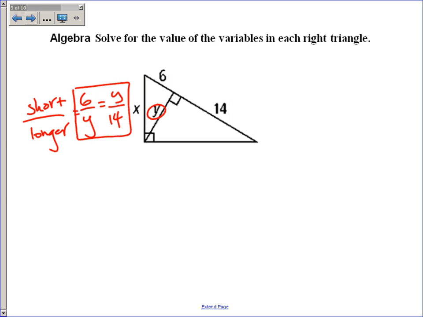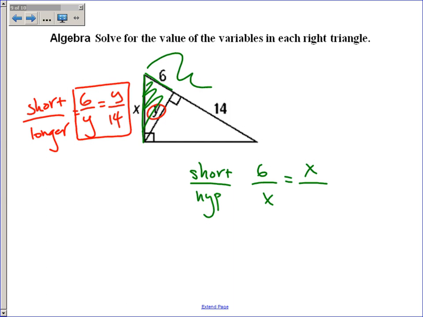To find x, I would look at the hypotenuse and the shorter leg of the small triangle and of the big triangle. So I look at short over hypotenuse, and the short leg is 6. The hypotenuse is x on the small triangle. And in the big triangle, the short leg is x, and the hypotenuse is 6 plus 14, which is 20. And I would solve this proportion to find x.